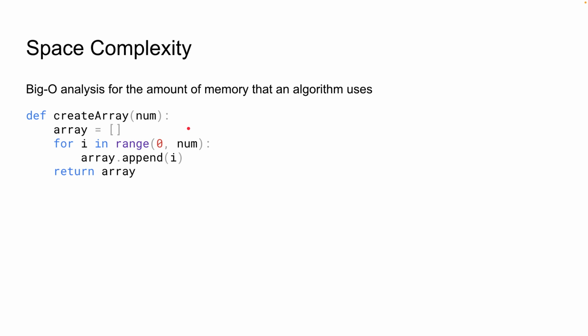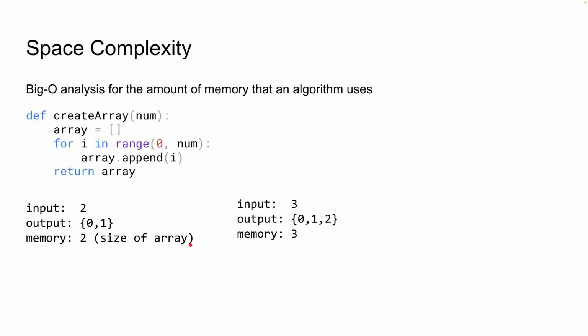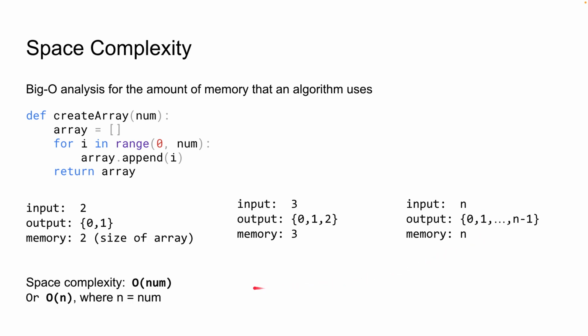Now we have a function that creates an array and populates it based on the input. If the input size was 2, the output would be an array of 0 and 1, and the memory used is 2, which is the size of the array. If the input is 3, the output would be an array of 0, 1, 2, the memory taken is 3. And so if the input is n, the size of the output array would be n. And now the size of the output equals the input number, so we can say the space complexity is O of num.